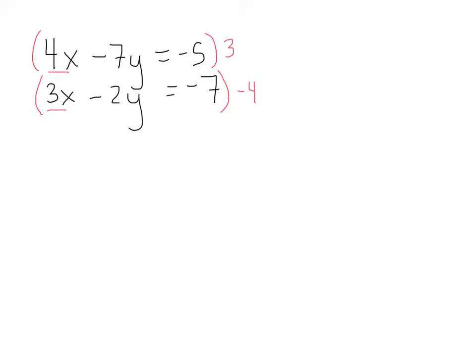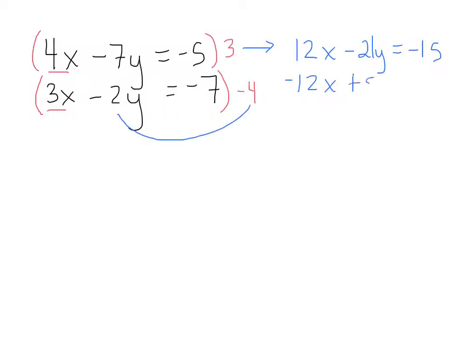When I multiply the 3 times the whole entire top, when I take this 3 and multiply it by everything on top, I'm going to get 12x minus 21y equals -15. And that was the result when I multiplied the entire top times 3. Now bottom, I'm going to multiply everything by -4, so I have -12x. And -4 times -2y is positive 8y. And -4 times -7 equals positive 28.